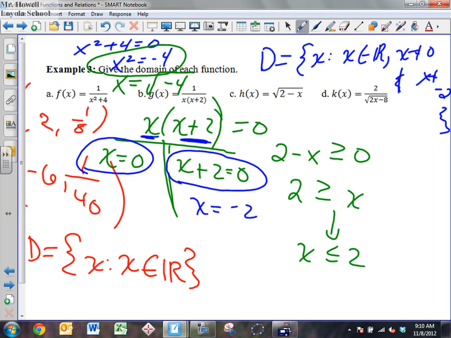Okay, we write that for just ease of use. So what does that tell me? In words, somebody just read it. What does it mean? X is less than or equal to 2. Yeah, that's my solution for the domain.